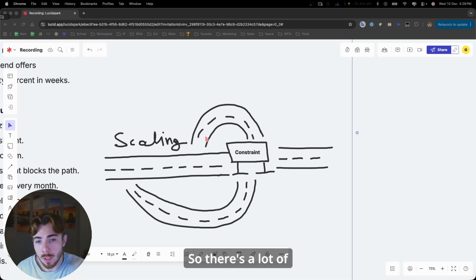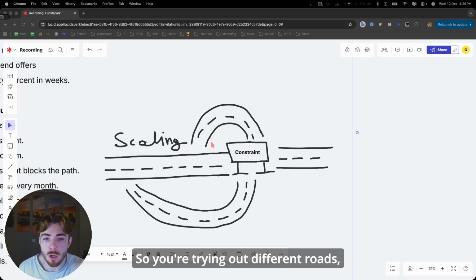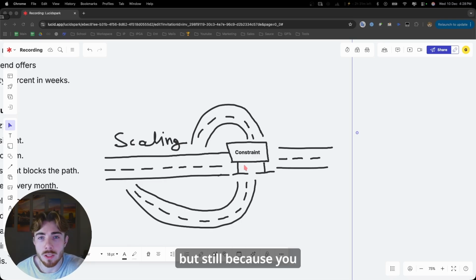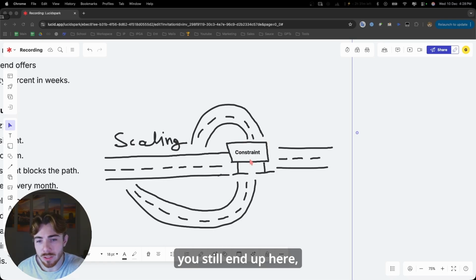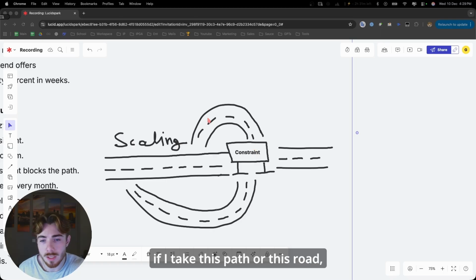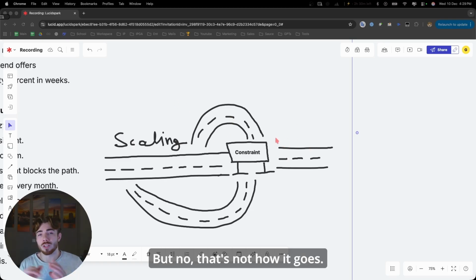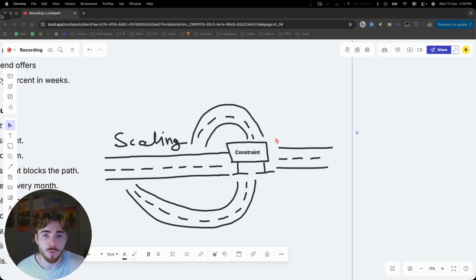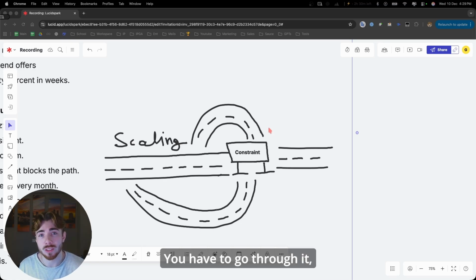There are a lot of paths that you can take. Think of it like shiny object syndrome. You're trying out different roads, so basically different techniques. But because you haven't solved the initial constraint, you still end up here, still thinking, oh, if I take this path or this road, I will overpass it or underpass it. But no, that's not how it goes. You're going back to that constraint, because it's going to be down the road again. You're going to meet it again, unfortunately for you. There's no way to skip it. You have to go through it, whether by solving it or by trying to pull it with you.